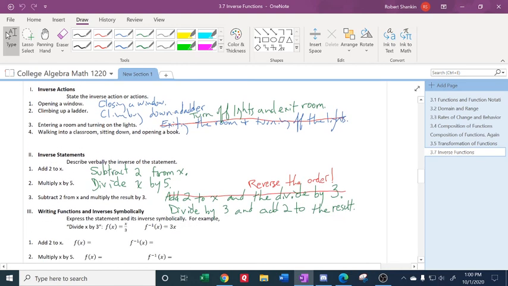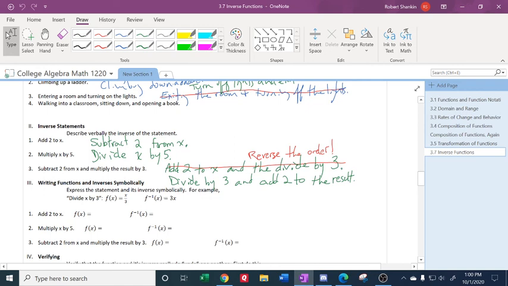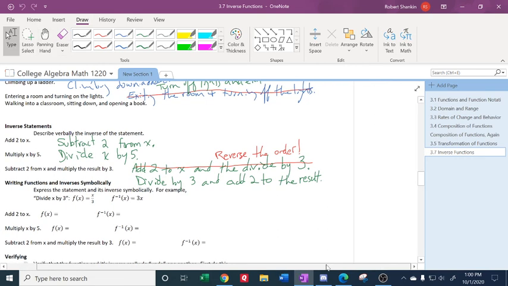Okay. And we had done inverse described verbally, adding 2 to x. So x is what you're starting with. Now, when we say add 2 to x, let me get a little bit of a picture to show you this as well.